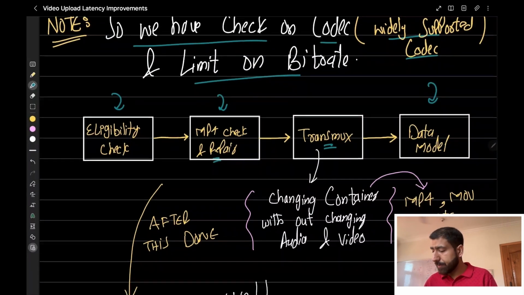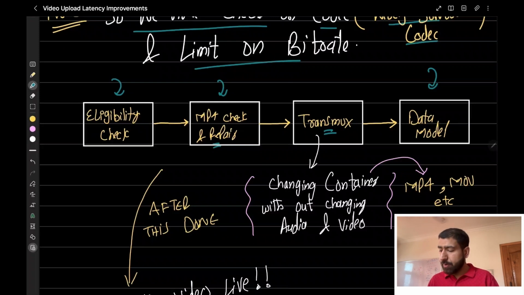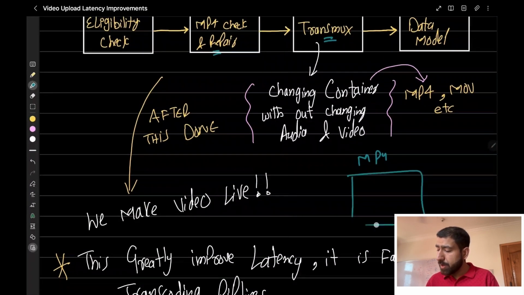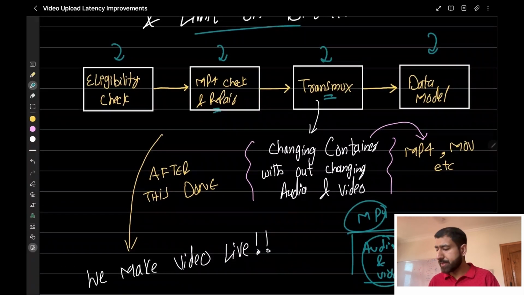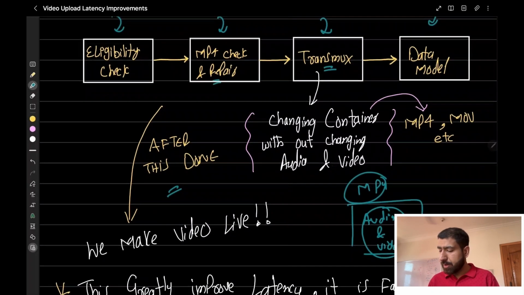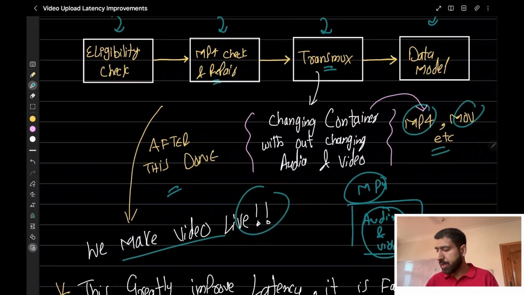Now, what this transmux is, at a high level: we have this MP4 extension, which is also called a container. In a container, we have two things, audio and video. What they're doing in the transmux is not changing the audio and the video. They only change the container on top of it. So MP4 might be changed into MKV or something like this. That is what they will do at the transmux level. And when everything is done, we make the video live. The containers, MP4, MOV, and so on, are containers.